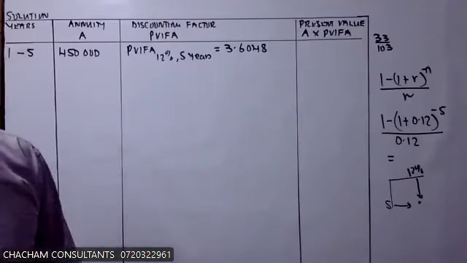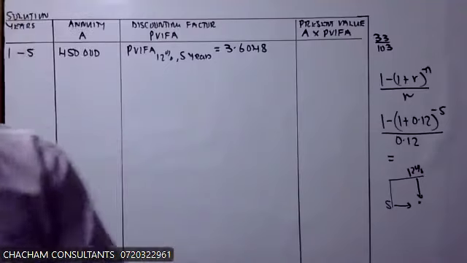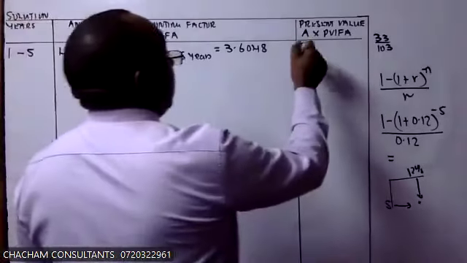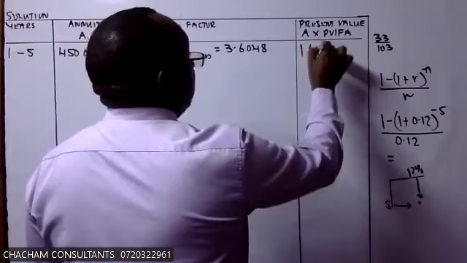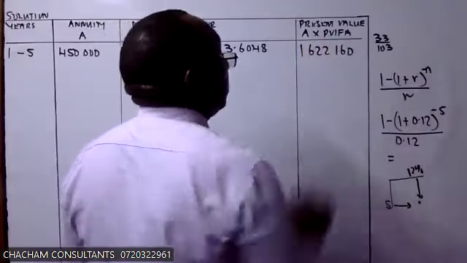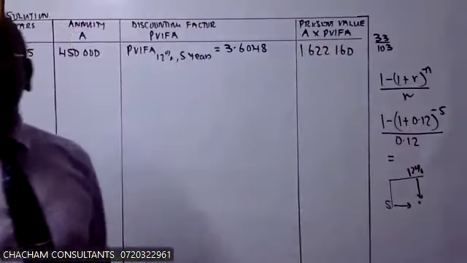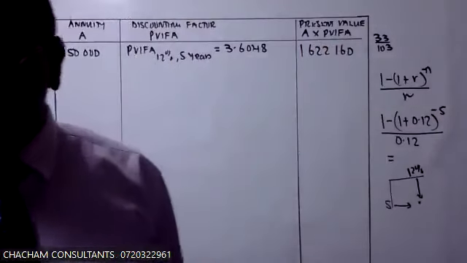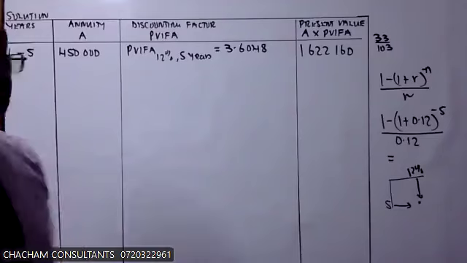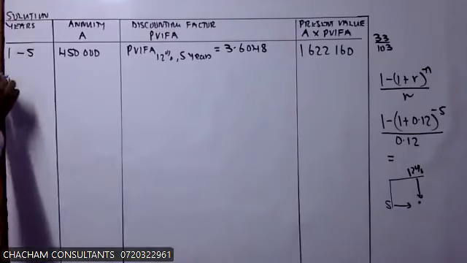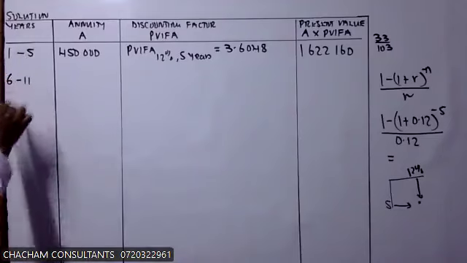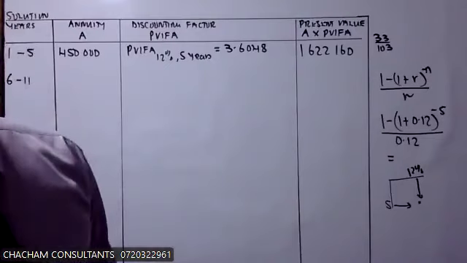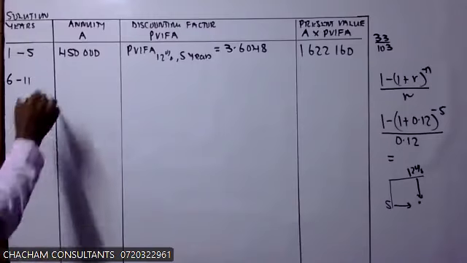Okay, so if we have done that, I can see it is 1,622,160. So that is the present value for the first 5 years. Then from year 6 to year 11, the cash flow is 720.